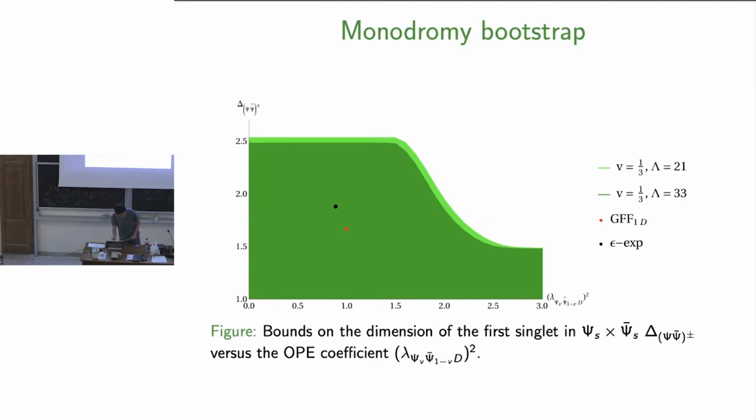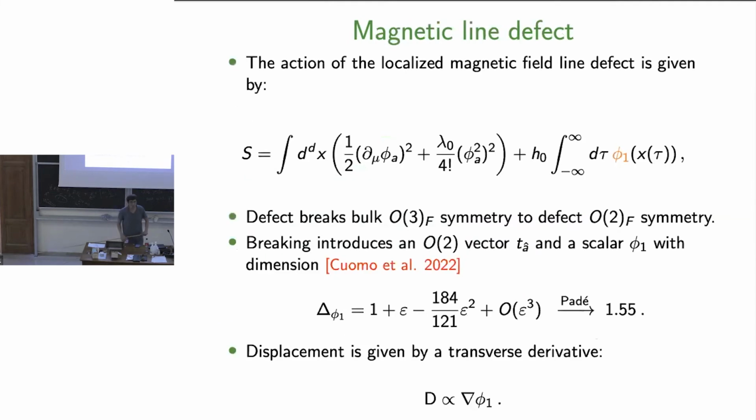Why do I make the comment regarding data coming from the epsilon expansion? Because the second model that we're going to study, which is called the magnetic line defect, in this one we do have a lot of data. So in this model, we're actually going to be able to give a lot more info to the numerics.